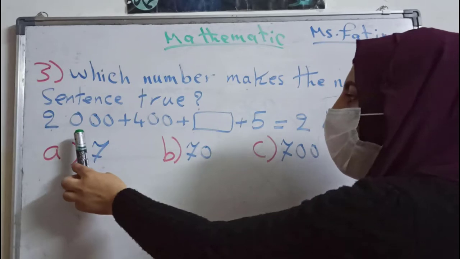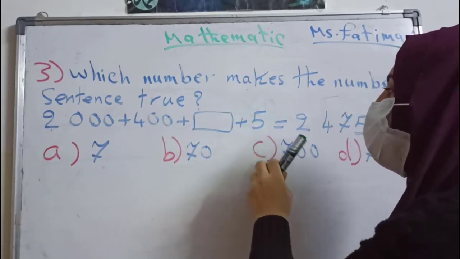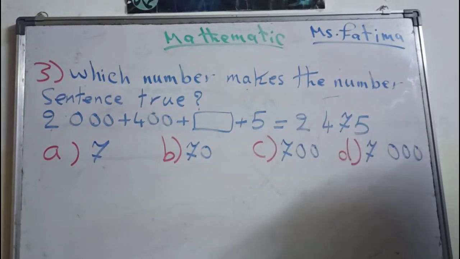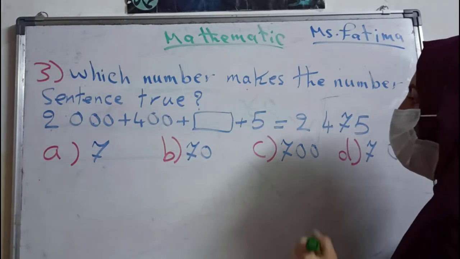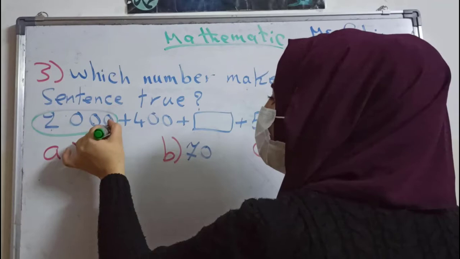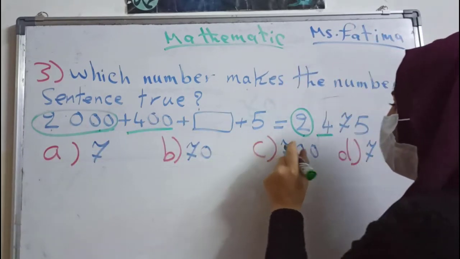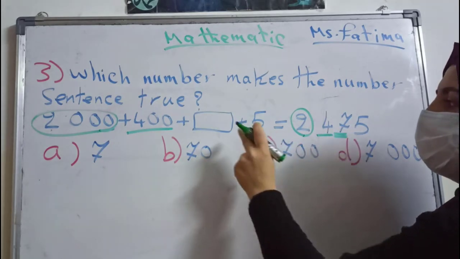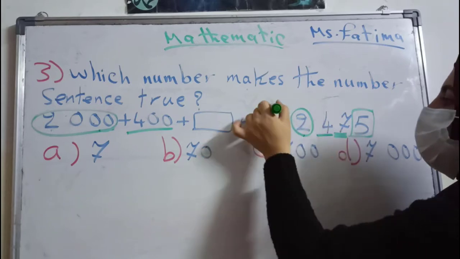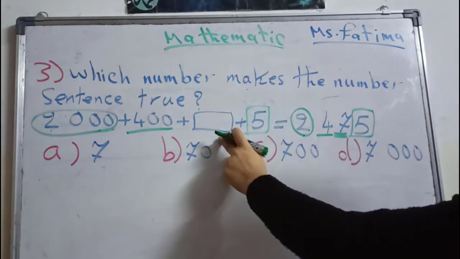You have 2000 plus 400 plus dash plus 5. It's equal to 2475. Let's compare between them. We have 2000 here. We have 2000. We have 4 in hundreds. We have 7 in tens. We have the dash. We have 5 in ones. Now, which one is written in here and is not written in here?